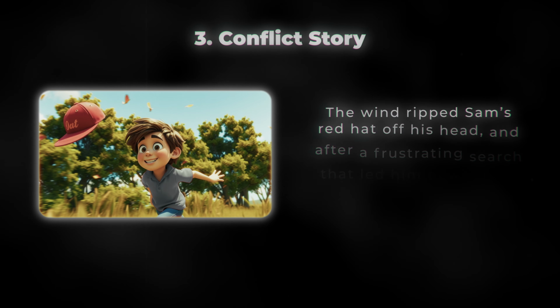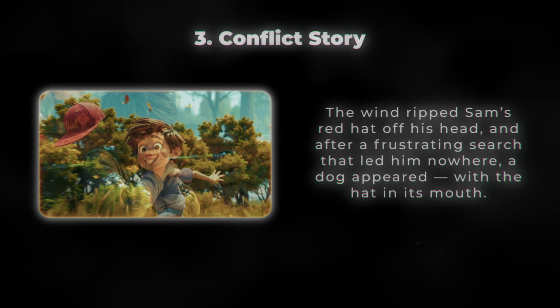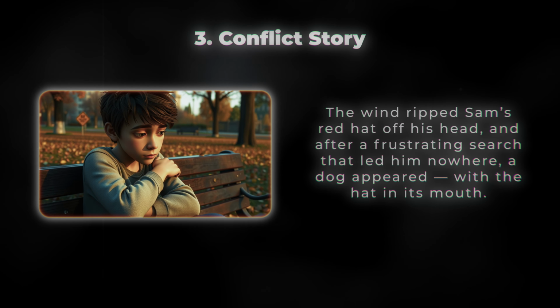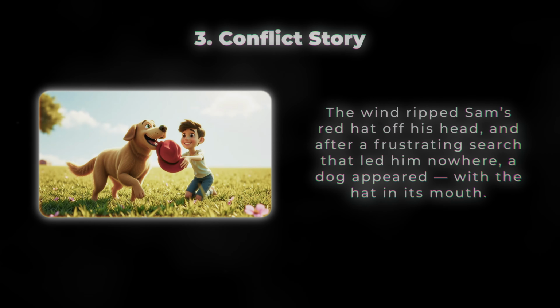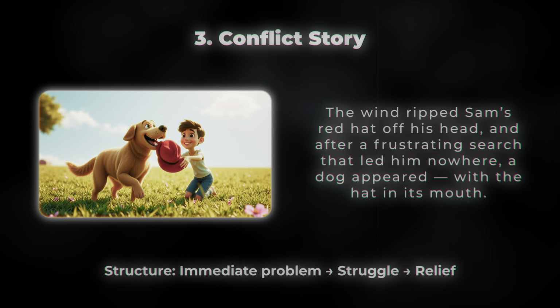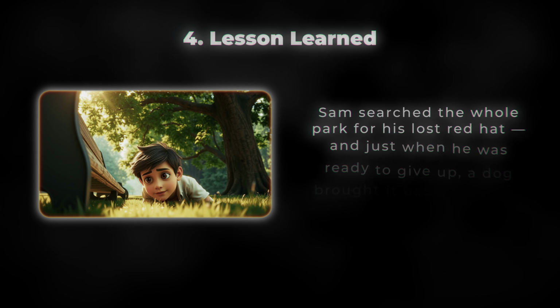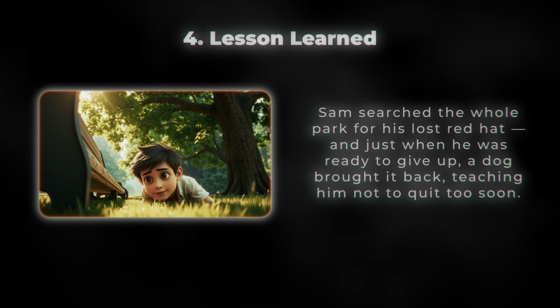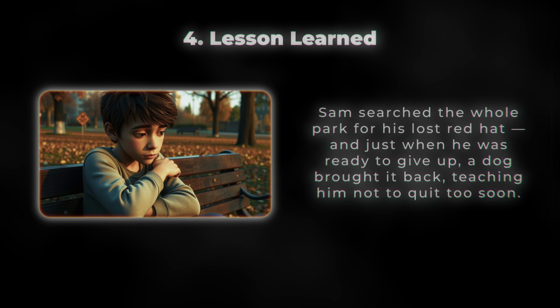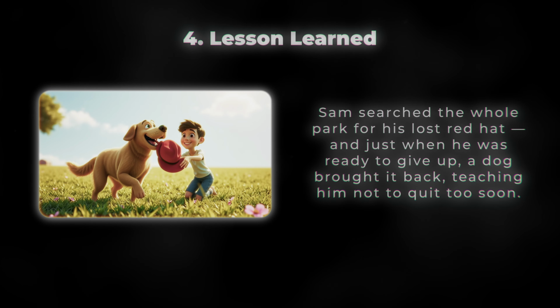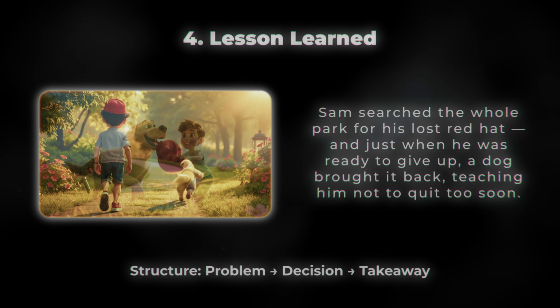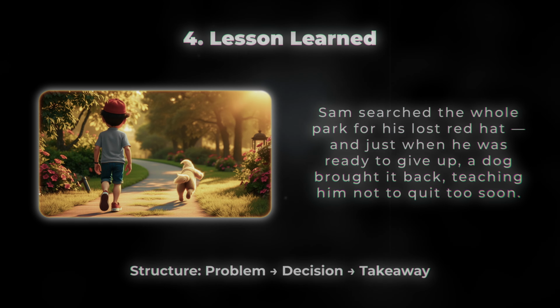Style number 3 is the conflict story. The wind ripped Sam's red hat off his head, and after a frustrating search that led him nowhere, a dog appeared with the hat in his mouth. Introduce the problem, escalate the struggle, then resolve it. Style number 4 is lesson learned. Sam searched the whole park for his lost red hat, and just when he was ready to give up, a dog brought it back, teaching him not to quit too soon. This shows a struggle that leads to a personal insight or takeaway.